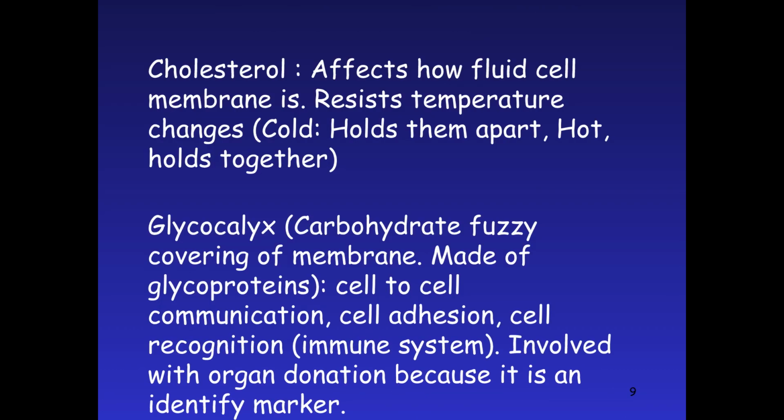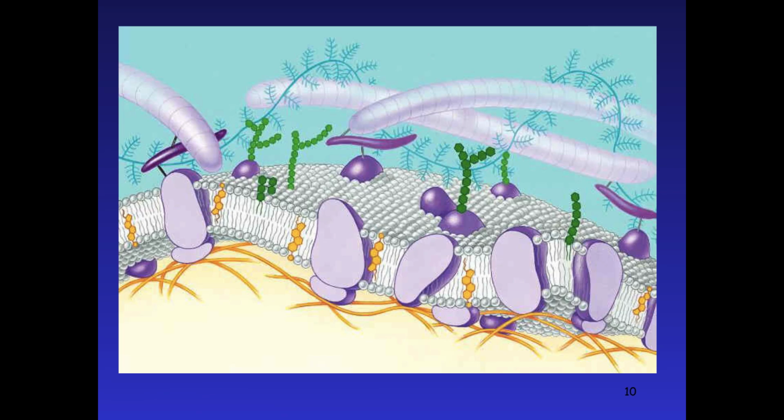Okay, we talked about that. I'll provide the PowerPoint. If you want to read through it on your own, that's fine too. But we talked about these things. Cholesterol changes how fluid the membrane is. And the great thing about it is it allows the membrane to resist changes in temperature. The glycocalyx is very complicated and allows for a lot of things. You should know a few functions of the glycocalyx. Okay?